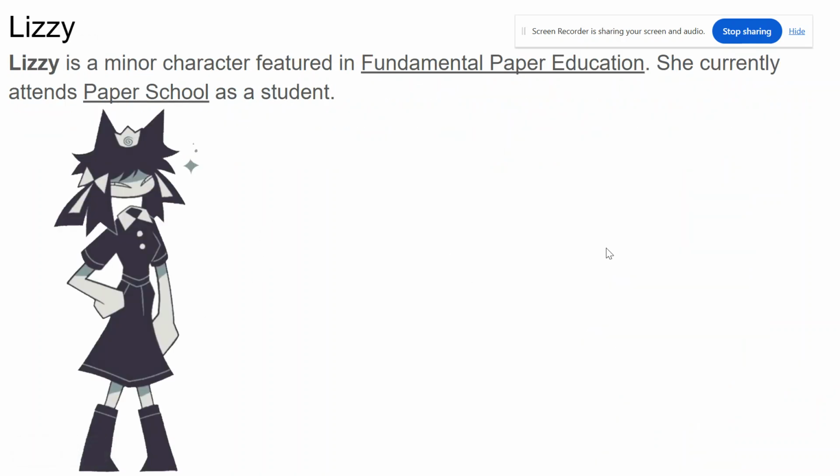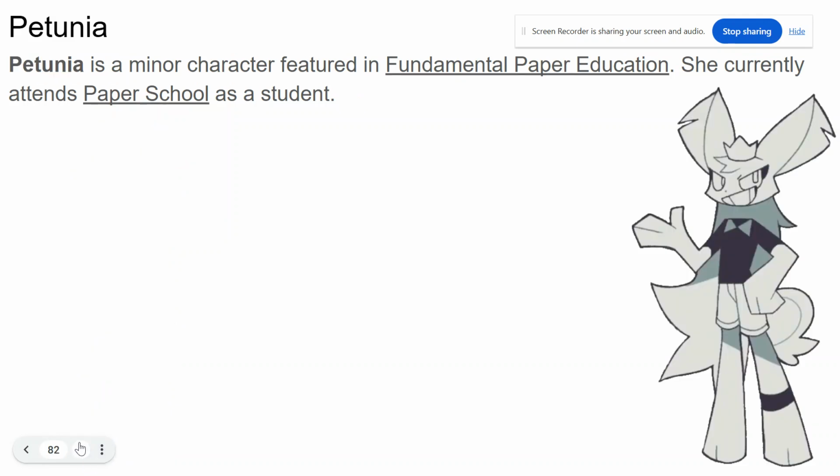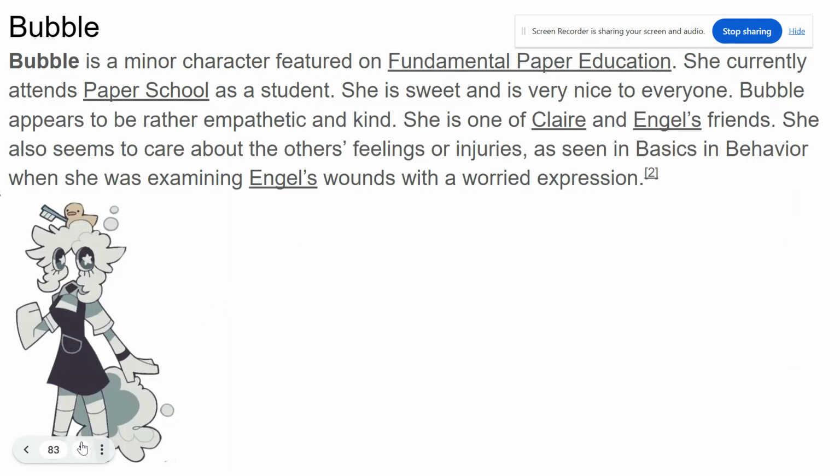Lizzie. Lizzie is a minor character featured in Fundamental Paper Education. She currently attends paper school as a student and is one of the popular kids. She doesn't really like to get into contact with less socially popular kids, so she just tries to ignore them. Petunia. Petunia is a minor character featured in Fundamental Paper Education. She currently attends paper school as a student, and is also one of the popular kids, along with Lizzie. So just to let you know there.